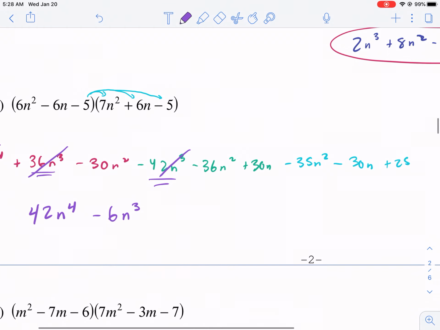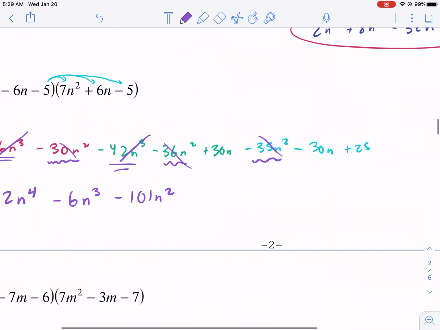Now I'm on to n squareds. I have a few more of those. I have an n squared here, an n squared here, and an n squared here. So I have 3 of them with a total of negative 101n squared. 36, 66, and then 35. That takes me to 101. Okay, so I'm done with the n squareds now.